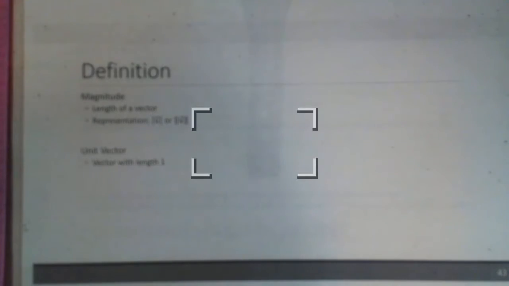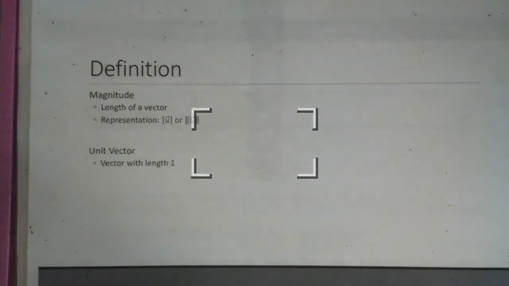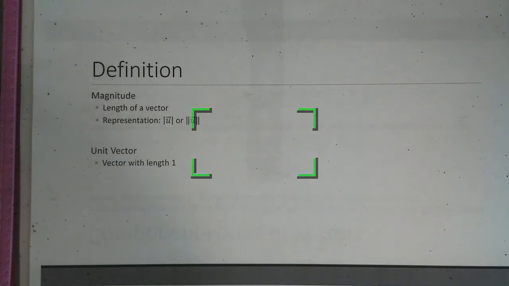And then a unit vector, kind of like the unit circle, how that's a circle with a radius of 1, a unit vector is going to be a vector with a length of 1. This is going to help us work with vectors algebraically.